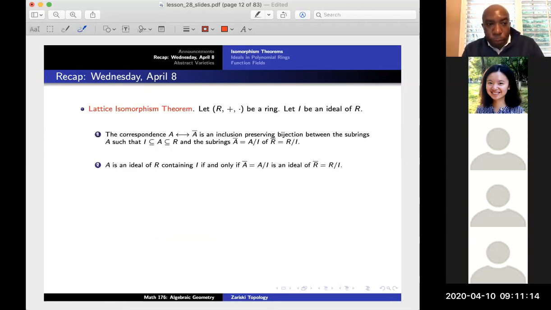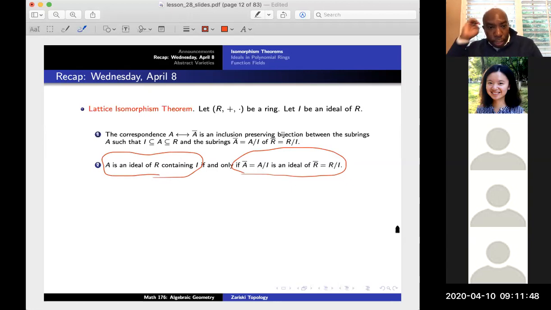We'll then have the fourth isomorphism theorem, also known as the lattice isomorphism theorem, and this gives us a one-to-one correspondence between ideals of the ring R and ideals of the quotient ring R bar. I'll write it this way: A is an ideal of R containing I if and only if A mod I is an ideal of R mod I. We're going to come back to this today, but this gives us a nice correspondence. If I look at R bar as itself a ring, then I know exactly what all of the ideals of R bar look like. They're all of the form A mod I, where A is an ideal containing I.